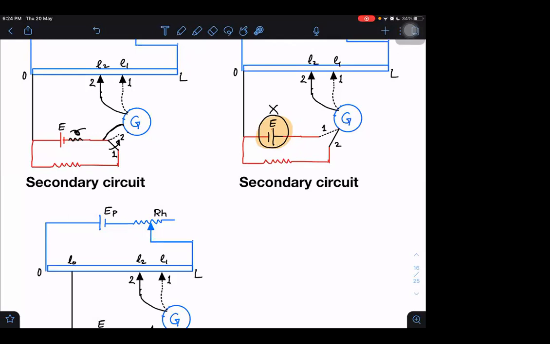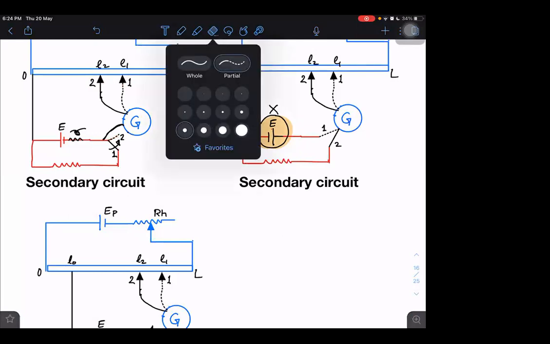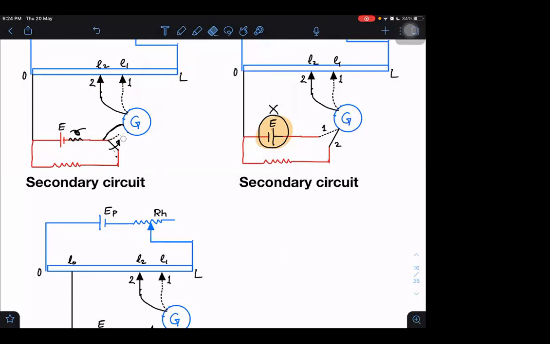Sorry, I think 1 and 2 are reversed here. This is 1, this is 2. So 2 will be closed. So this position is 2, and this position will be regarded as position 1. Position 1 is dotted. Which position is position 2? When the switch is closed.